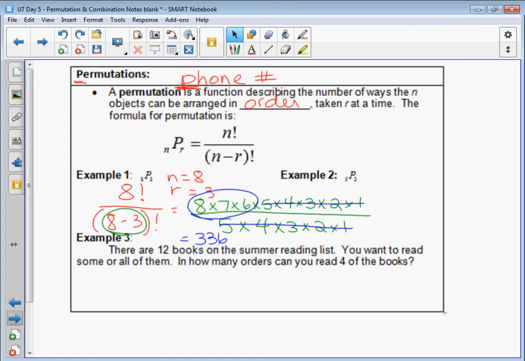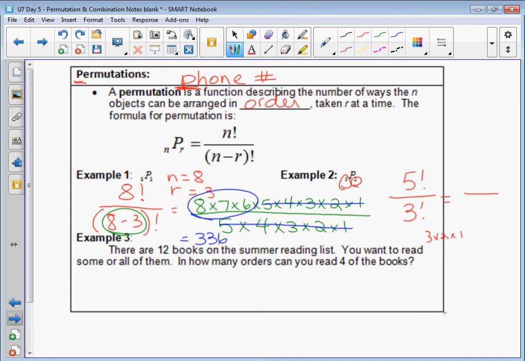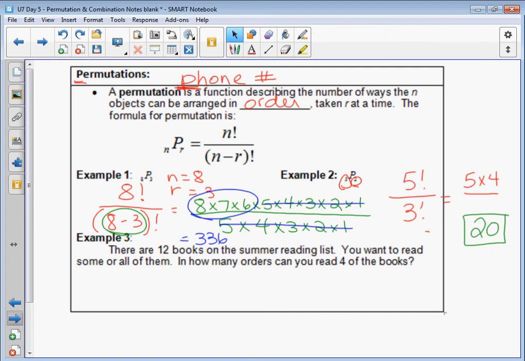Try example 2. 5 factorial over 3 factorial. I got the 3 from subtracting the n and the r. So the 3 times 2 times 1 is going to cancel out on both the top and the bottom, and I'm just going to be left with 5 times 4 on the top. So in this example, our answer is 20. So remember, for permutations, order matters, and each different order represents a different outcome.